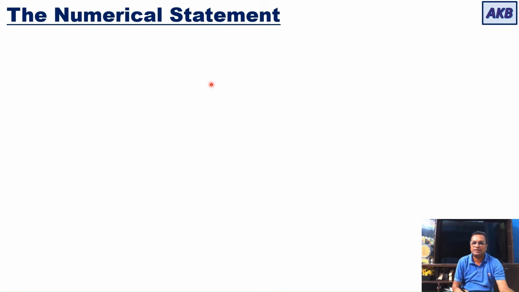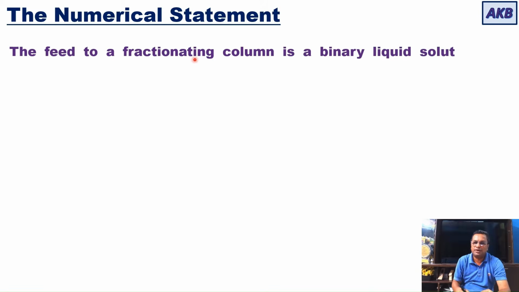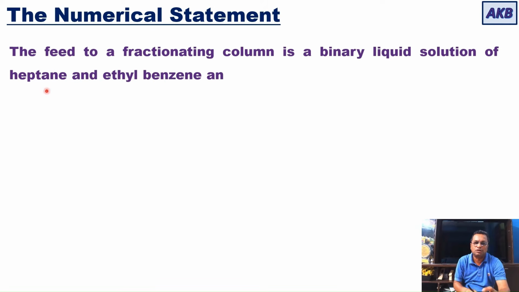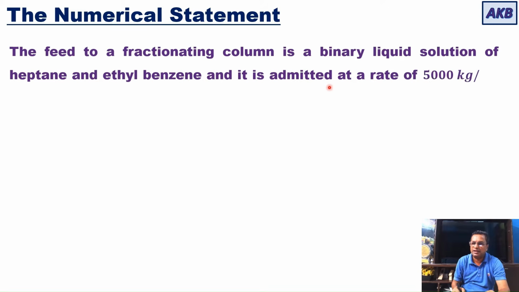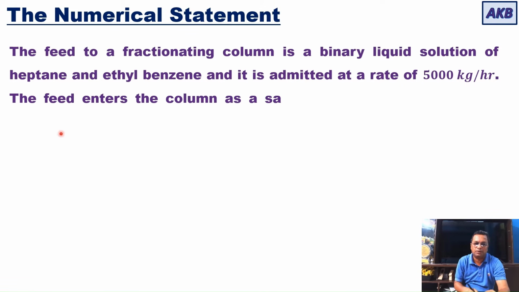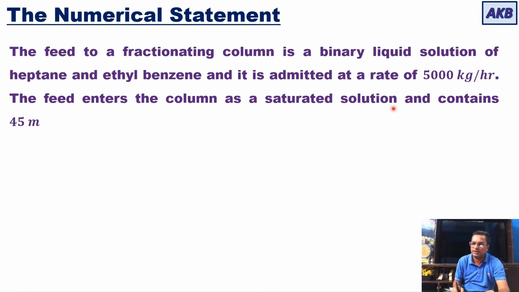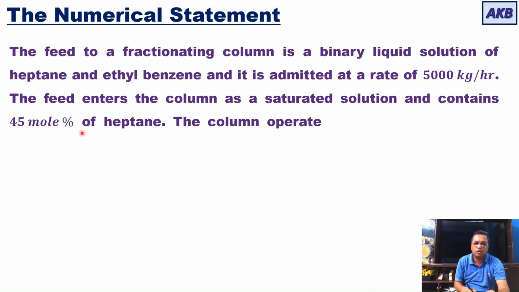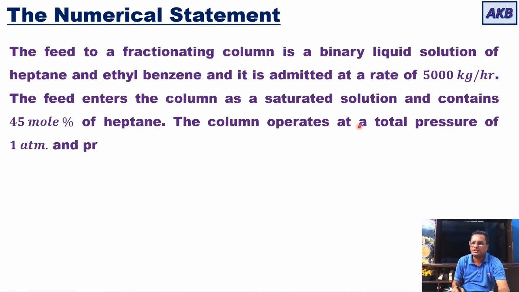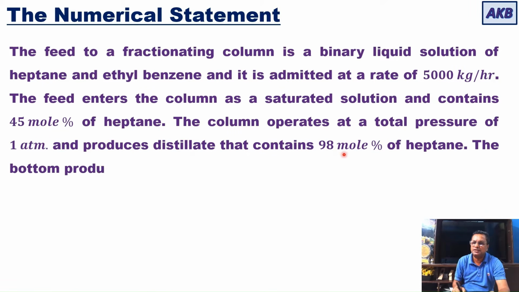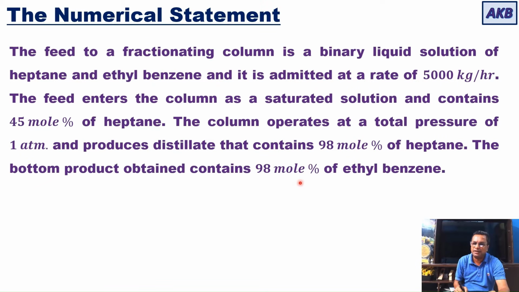To begin with, first we will look at the numerical statement. The statement goes like this. The feed to a fractionating column is a binary liquid solution of heptane and ethyl benzene, and it is admitted at a rate of 5000 kg per hour. The feed enters the column as a saturated solution and contains 45 mole % of heptane. The column operates at a total pressure of 1 atmosphere and produces distillate that contains 98 mole % of heptane. The bottom product obtained contains 98 mole % of ethyl benzene.